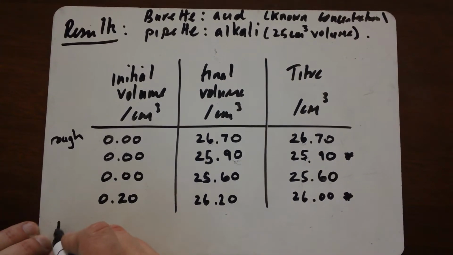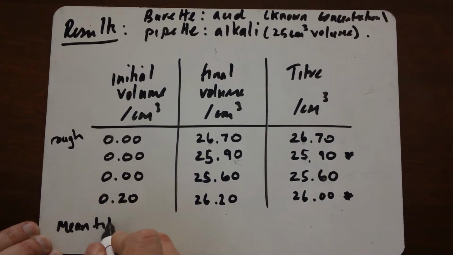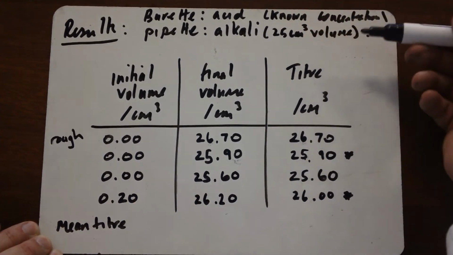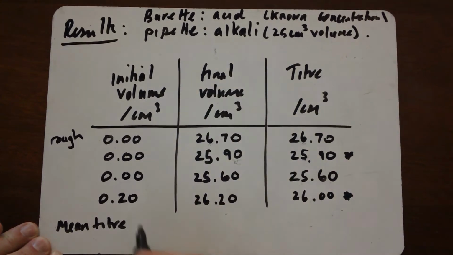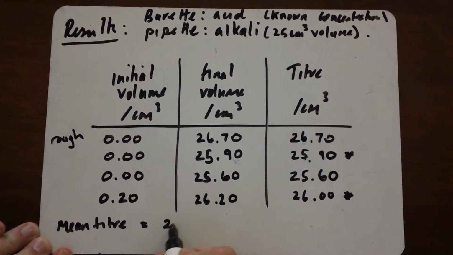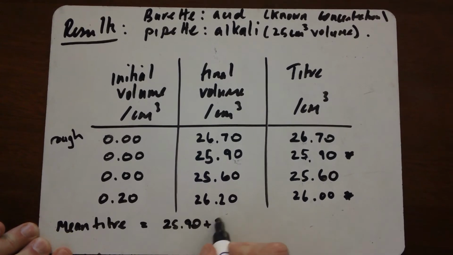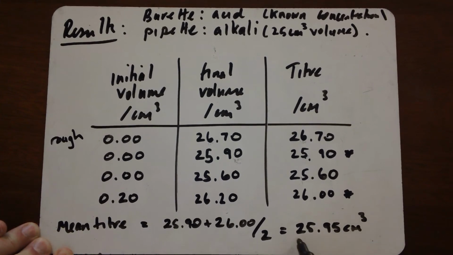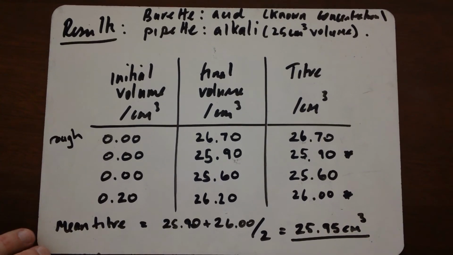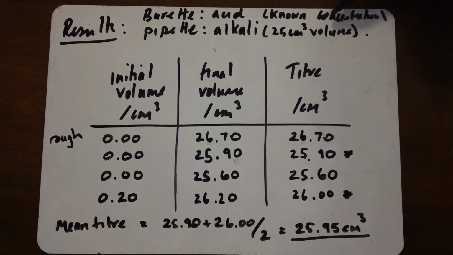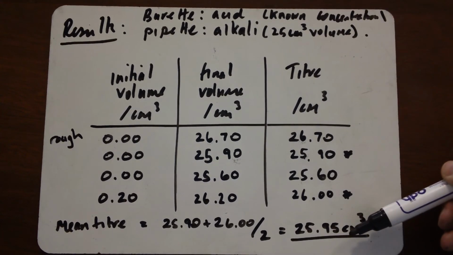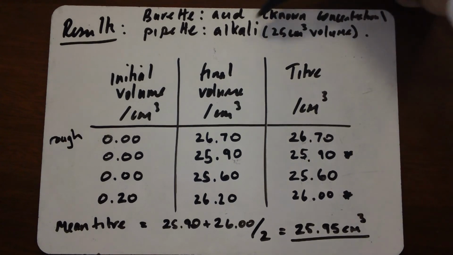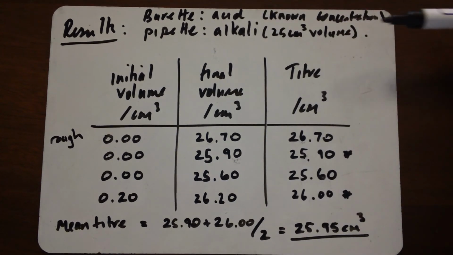So now what we need to do is to find out the mean titer. That's the volume of acid needed to neutralise 25 centimeters cubed of this alkali, and we work that out by adding the 2 together and then dividing by 2. So our mean titer is 25.95 centimeters cubed. So now what we've got is a concentration of acid and a volume of acid, and we've got a volume of alkali, so the only thing that we need to work out now is the concentration.